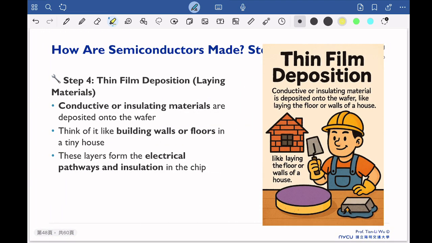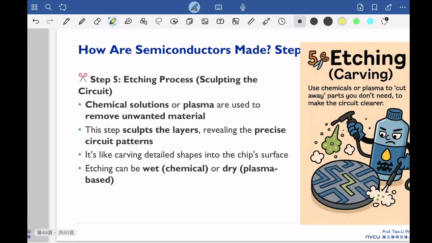And the next one is that we will deposit certain material. Just try to think about it like we try to build the walls or floors. So we will put some conductive or insulating material. So step by step we will stack our semiconductor chip, just like building a house. It's the same concept. And then we'll do some etching.